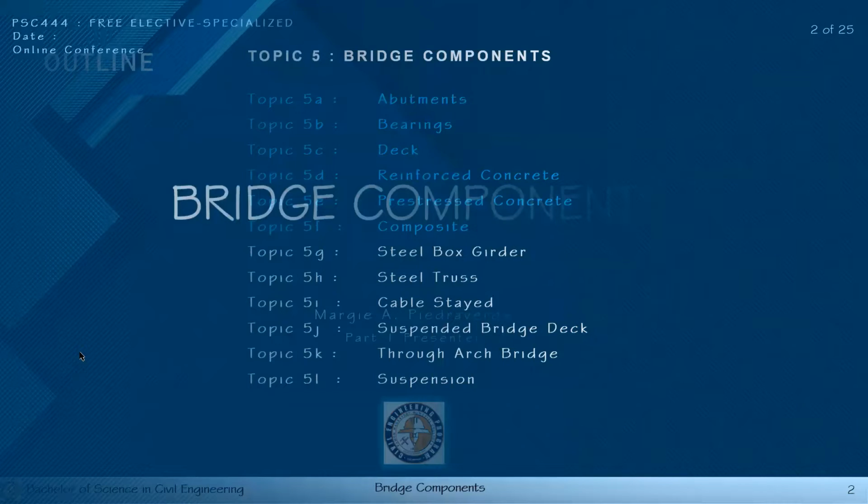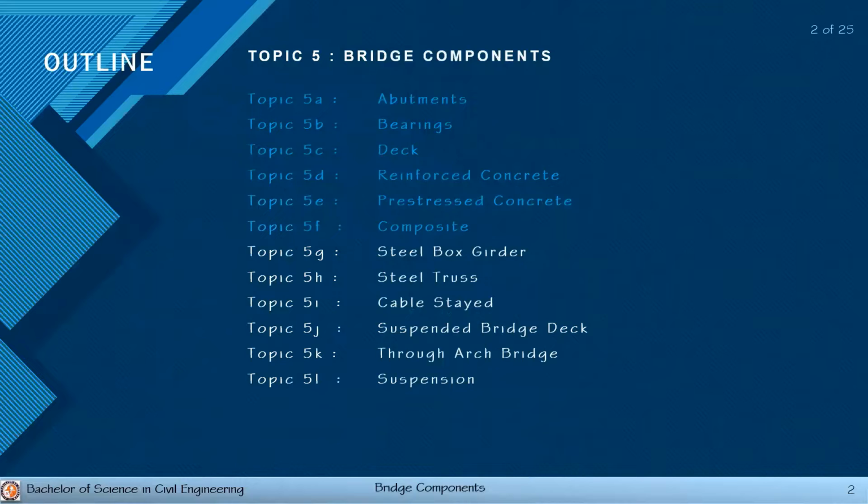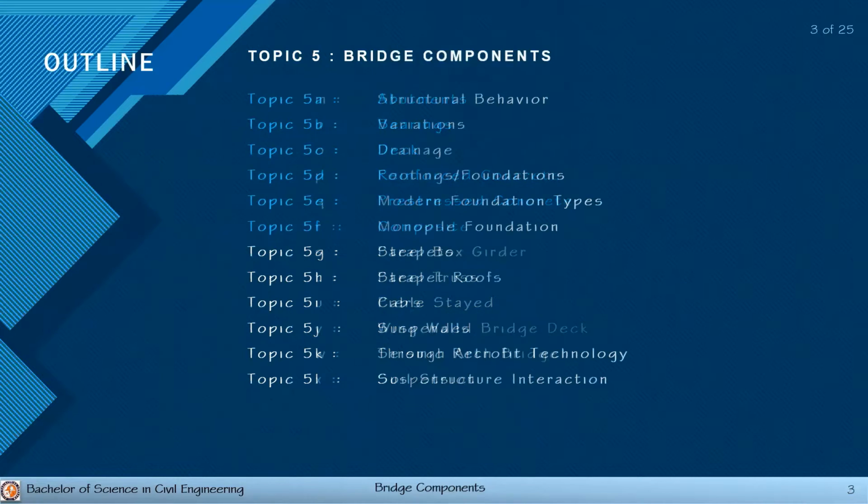So, for the outline of the topic, we have here: A, abutments; B, bearings; C, deck; D, reinforced concrete; E, pre-stressed concrete; F, composite. Also, we have the following to be reported with my co-reporters: G, steel box girder; H, steel truss; I, cable stayed; J, suspended bridge deck; K, through arc bridge; L, suspension. We have also M, structural behavior.